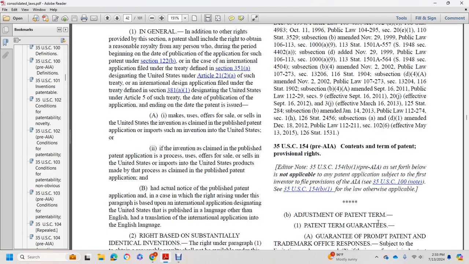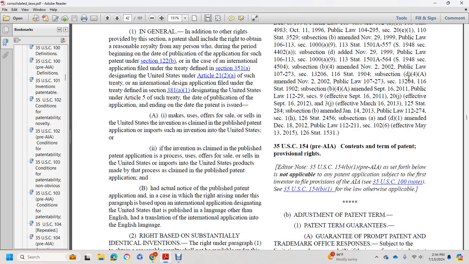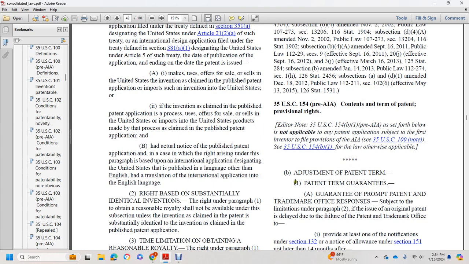Title 35 U.S. Code. Alright, Title 35 U.S. Code 154, pre-America Invents Act. Contents: term of patent, provisional rights, adjustment of patent term.